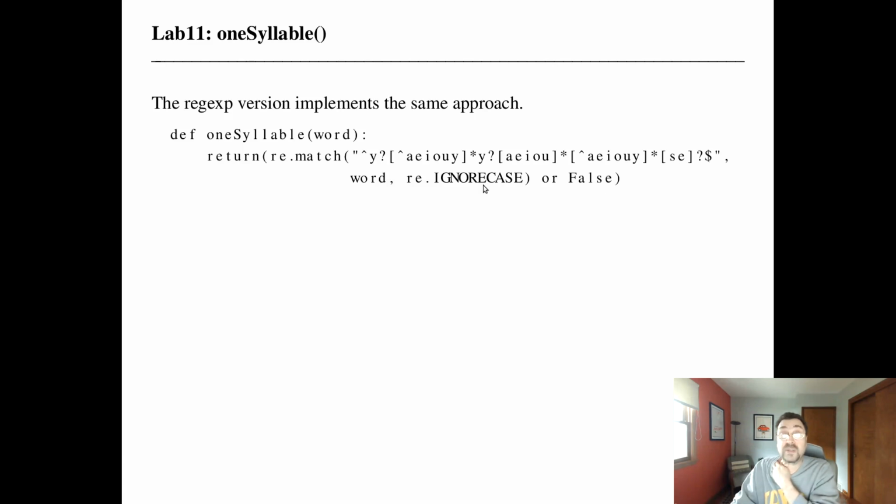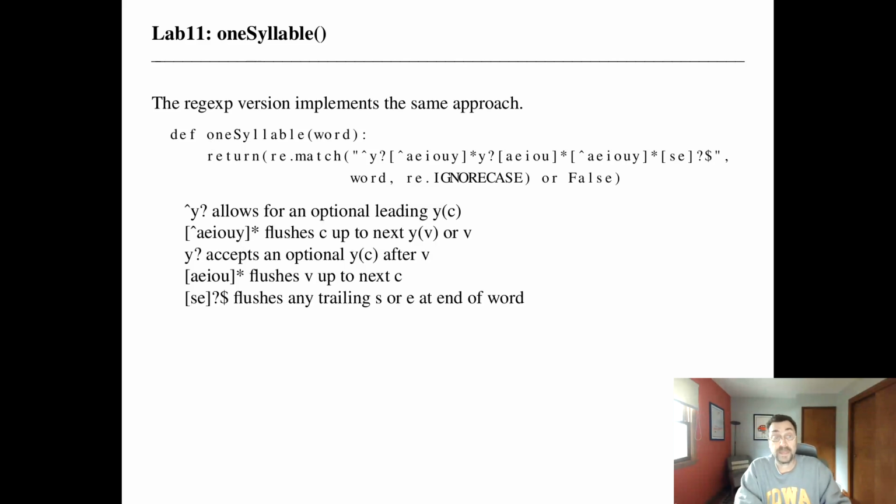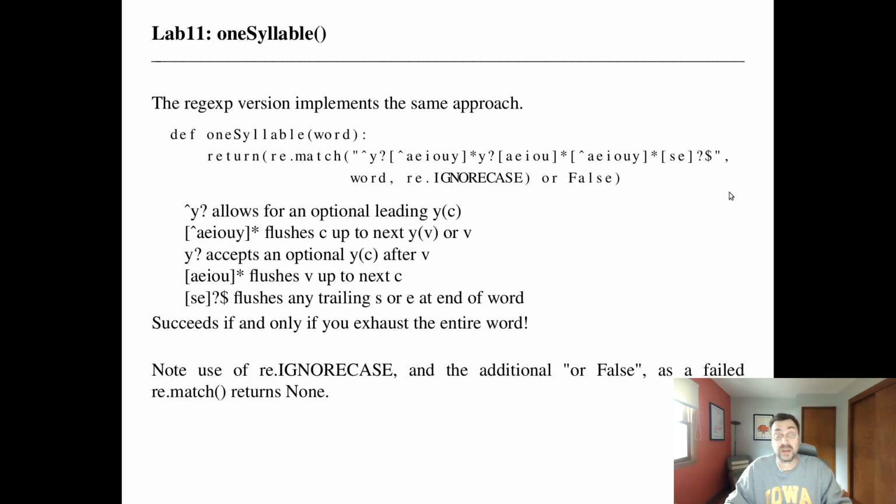The RE ignore case lets me handle the situation so I don't have to worry about upper and lowercase letters. And the or false ensures that this RE match, when it fails, returns none. And by having the or false, I ensure that my one syllable either returns a match object when it's successful, or it returns the Boolean false. So this is exactly the same idea. I believe I have YC and YV reversed here, but basically you get the right idea. And so this breaks down those stages and succeeds only if you exhaust the entire word given the two anchors at the beginning and the end. Okay, so that's one syllable.